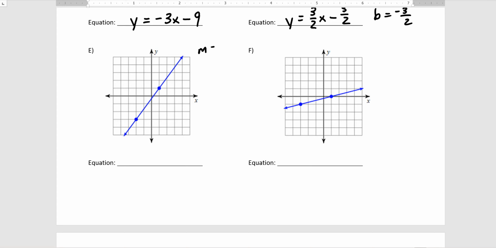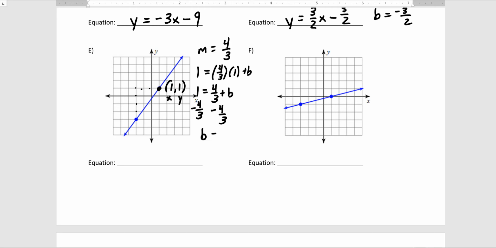So looking at letter E, I'm going to start with my slope. I'm going to see how far up I need to go. 1, 2, 3, 4, over 1, 2, 3. So my slope is 4/3. I can't simplify that. I have this point here. That's 1, 1. So that's my x and y. So I'll say y, 1, equals m, 4/3, times x, 1, plus b. So 4/3 times 1 is just 4/3. To get b all by itself, I'd subtract 4/3. 1 minus 4/3 is 3/3 minus 4/3, which will just give me negative 1/3. So that means my equation would be y equals 4/3 x minus 1/3.